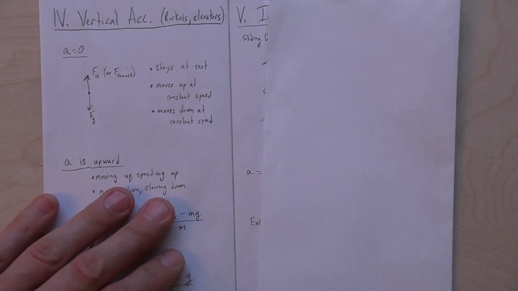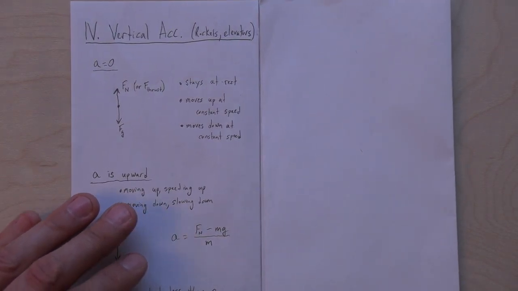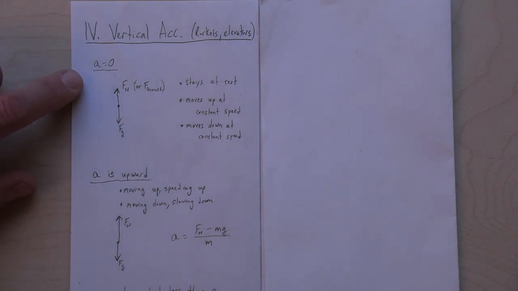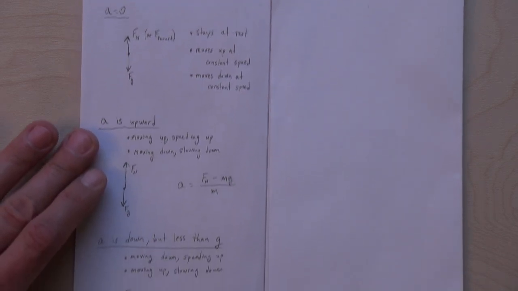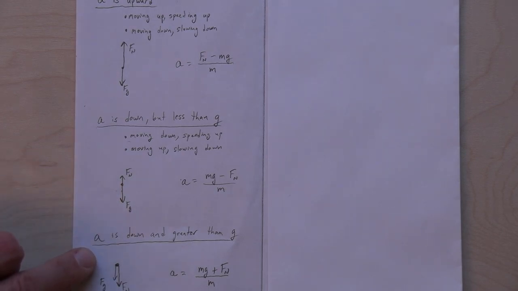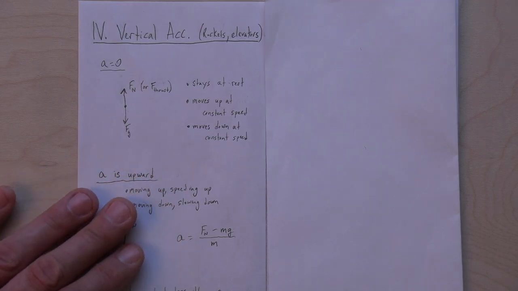Vertical accelerations. Things like rocket ships or people standing in elevators are a couple of examples of vertical accelerations. There are four different scenarios: acceleration zero, acceleration upward, acceleration downward less than 9.8, and acceleration downward greater than 9.8. All different force diagrams.